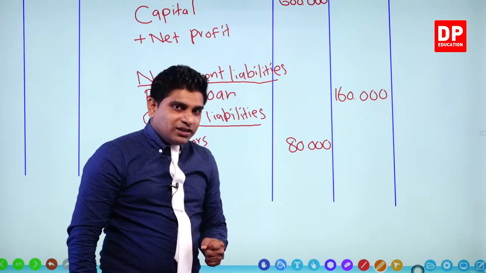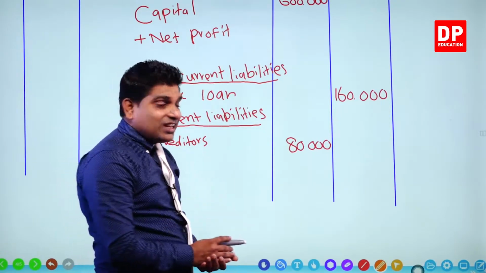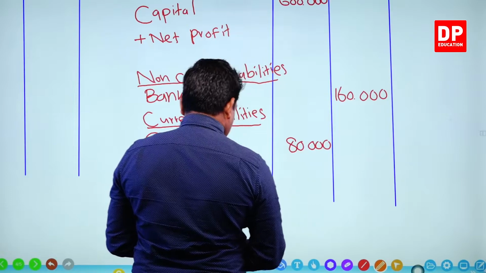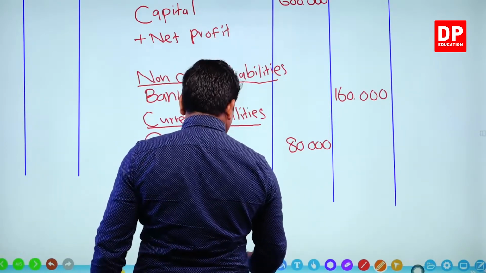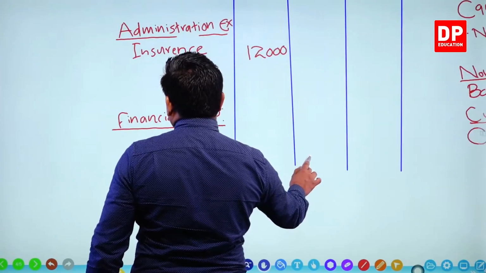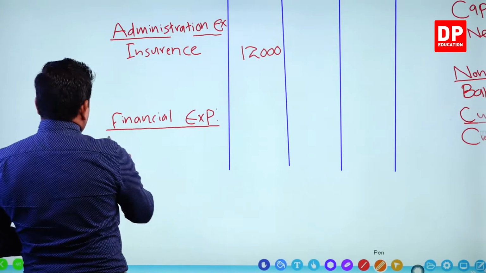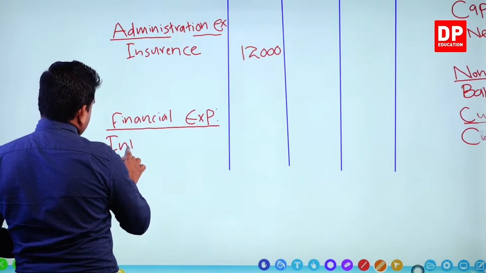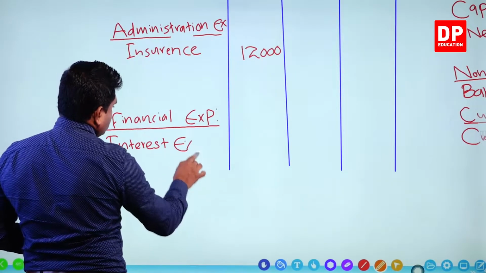Do you remember the interest expense? Remember? 16,000. Financial expense. Interest expense 16,000.